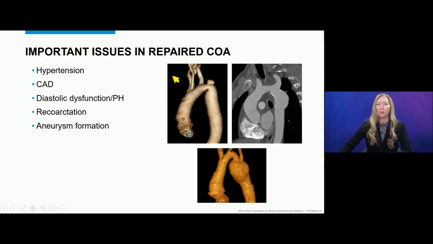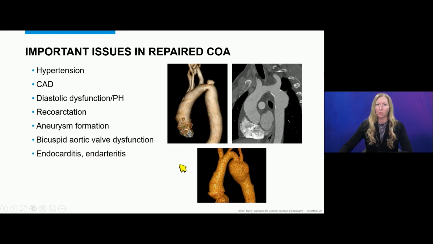I'm showing you here imaging from 3 different patients that I care for. So this patient has residual narrowing and a small pseudoaneurysm. This patient has a very large pseudoaneurysm at the site of repair. And this patient has a hypoplastic arch and a very large aneurysm of the descending aorta.